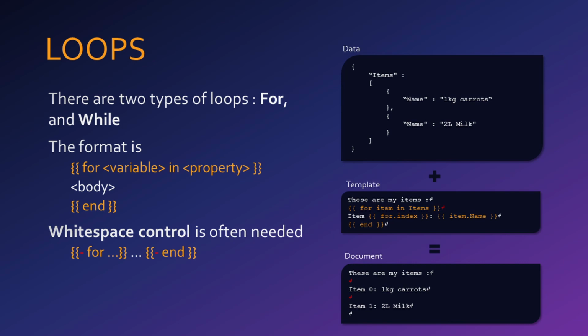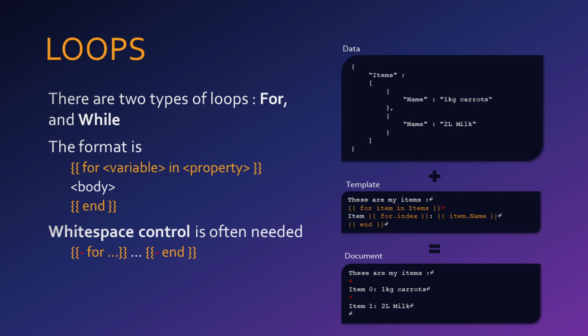In the template, I've set up a for loop to loop over the array of items. You'll also notice that I've declared the item variable which I use to reference the name property in the body. You'll also notice in the body that I've referenced another variable which is provided to us by the for loop, the for.index variable. This variable outputs the current count of the loop. In this case, it's outputting 0 and 1. There is a list of more special variables in the documentation.